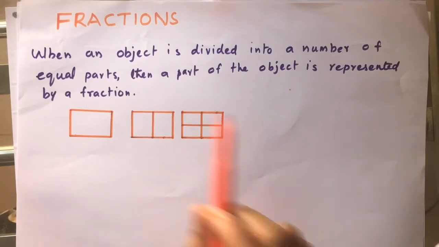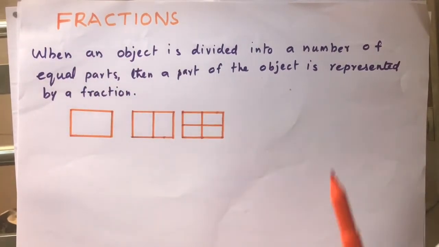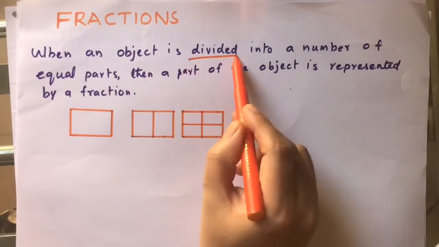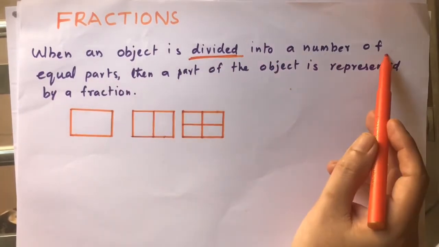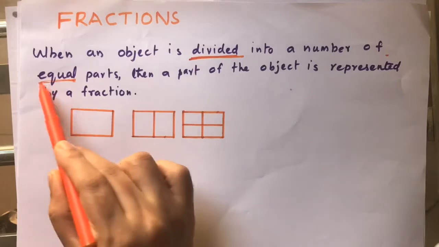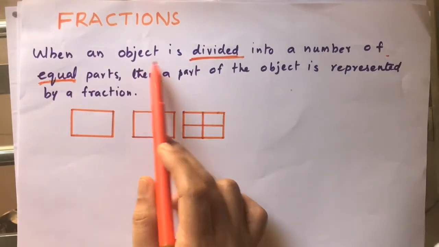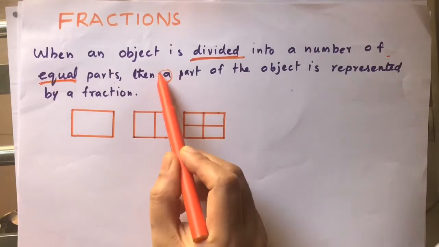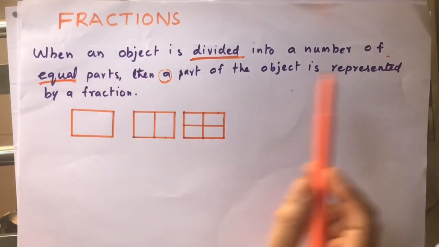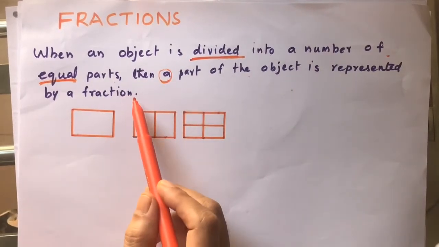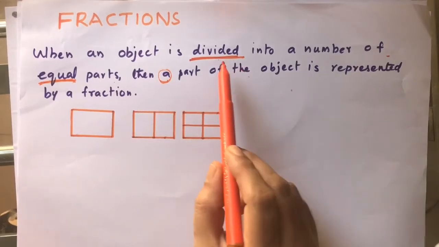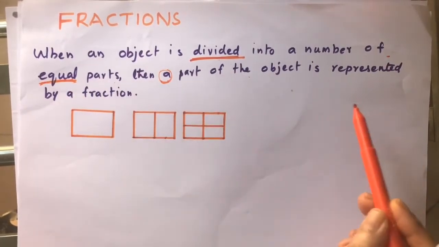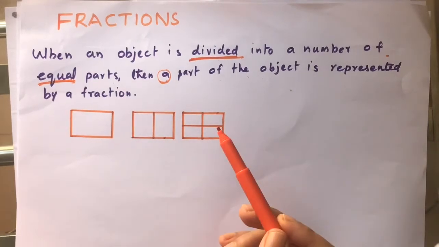Today we will study fractions. What is a fraction? When an object is divided into a number of equal parts, then a part of the object is represented by a fraction. When we divide an object into equal parts, then the parts are represented by fractions.